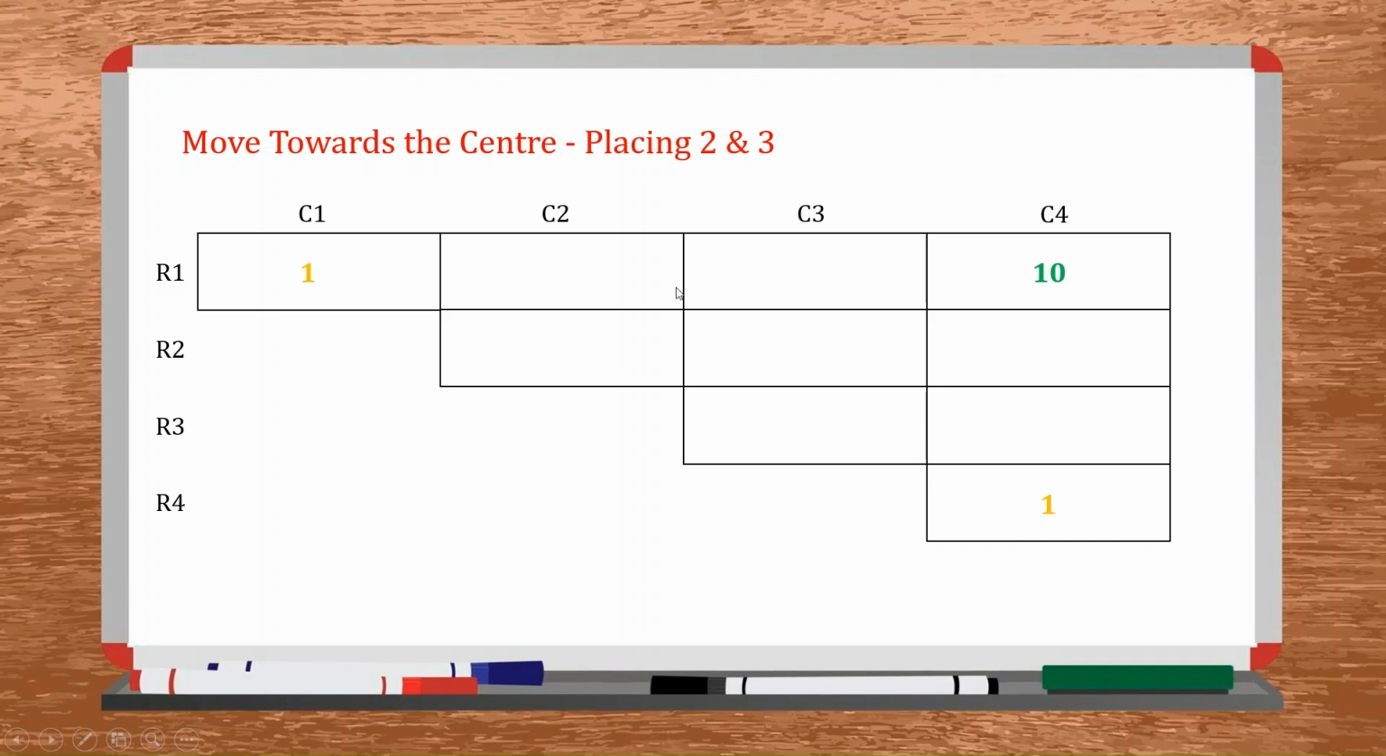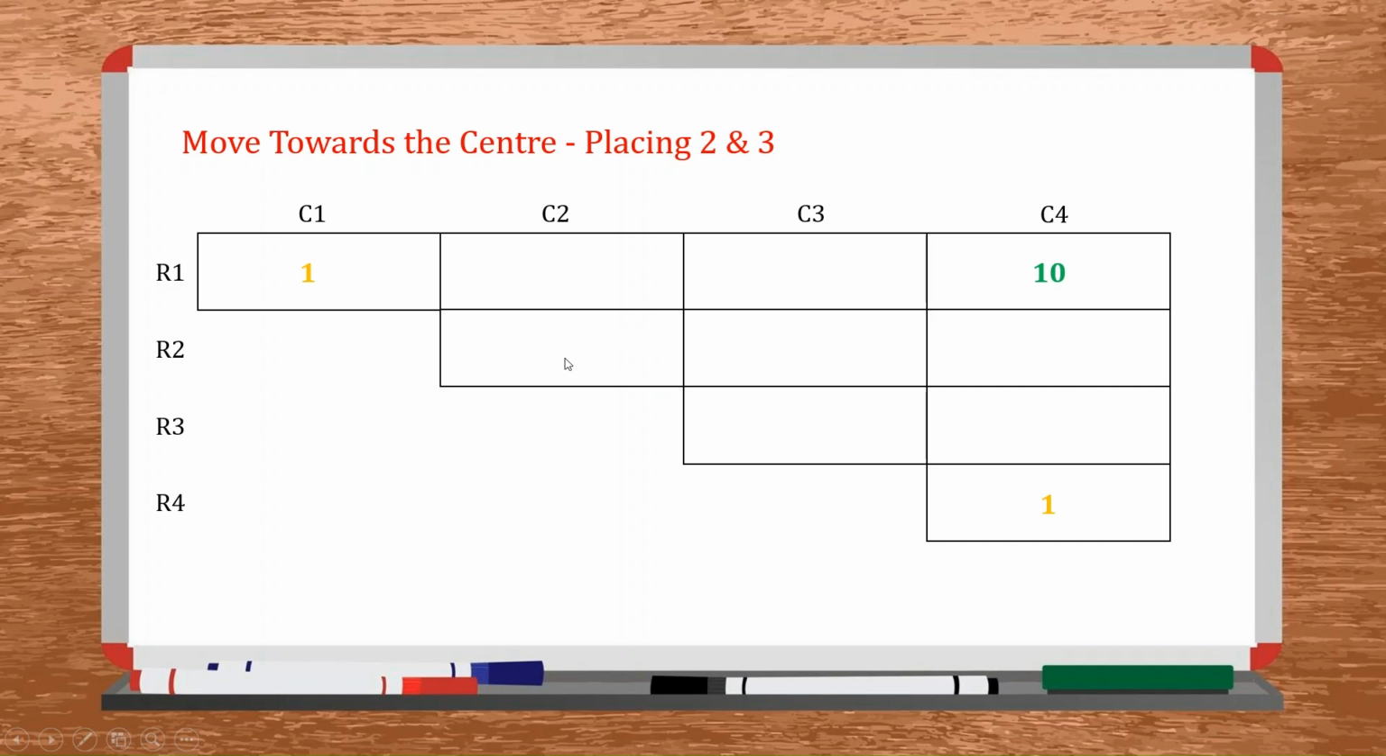What information we have regarding 2 and 3 is that 2 and 3 will not go in the same row or column as 10. Hence, the complete row R1 and the column C4 can be removed from our consideration. So now we have only these 3 slots.